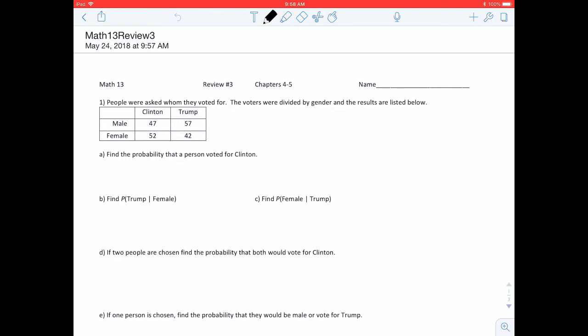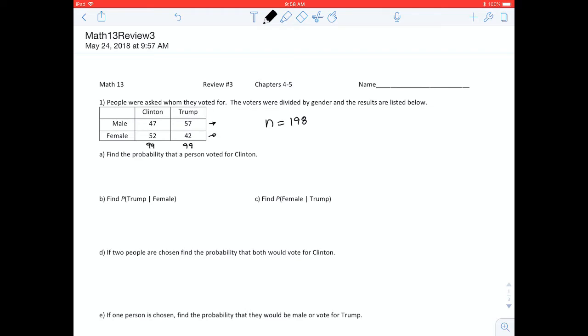I'll give you some helpful hints. First of all, probability. One thing you'll need to do is total each column and each row. So for example, right here, this would be 99. This would be 99. And then get the total here and get the total here. And when you add all those up, that's going to be the grand total, which is 198.